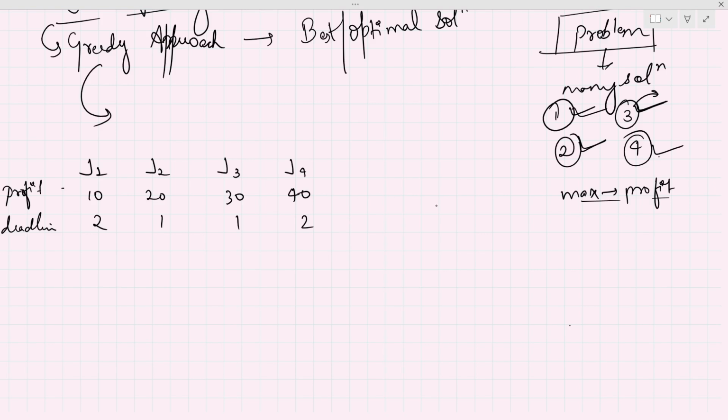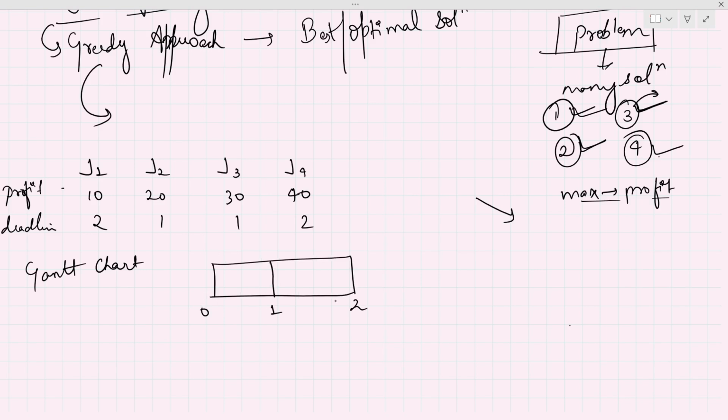Okay, so how are we going to do that? We are going to solve this by first making a Gantt chart. Here you can see that we have 2 deadlines, so we are making only 2 blocks, 0 to 1 and 1 to 2. Why do we choose only 2 blocks? Because we have only 2 deadlines, 1 and 2. If we have more deadlines, then we choose more blocks.